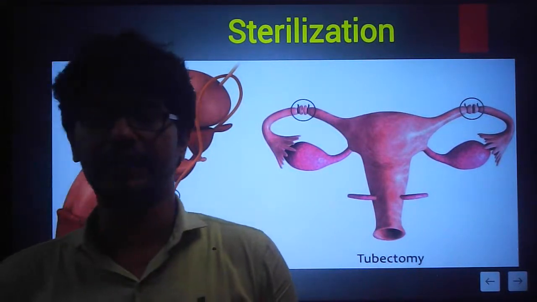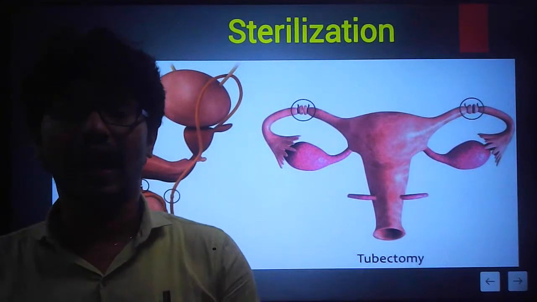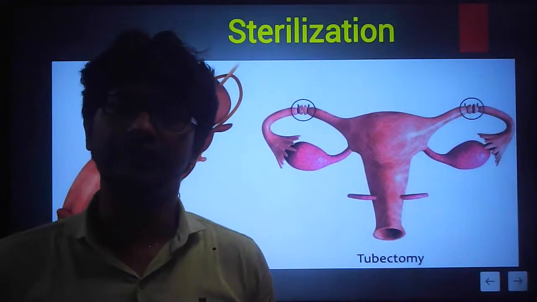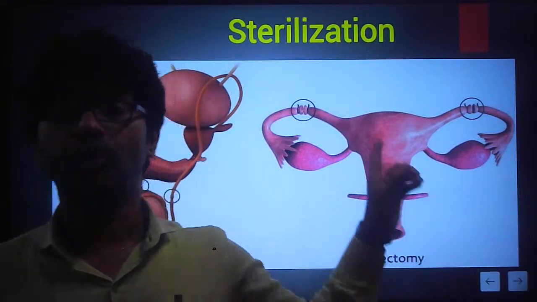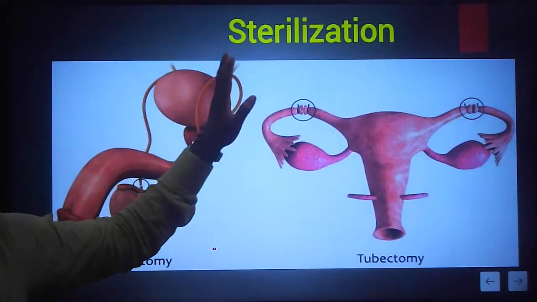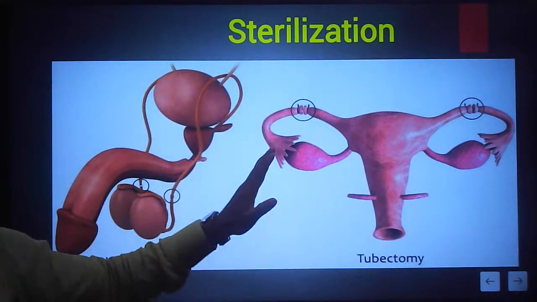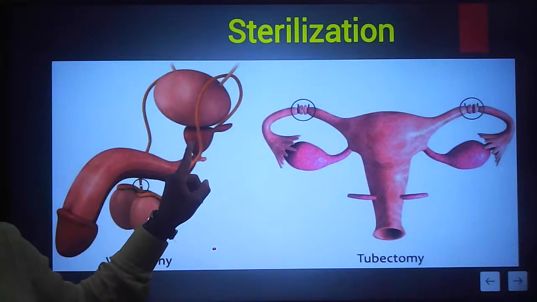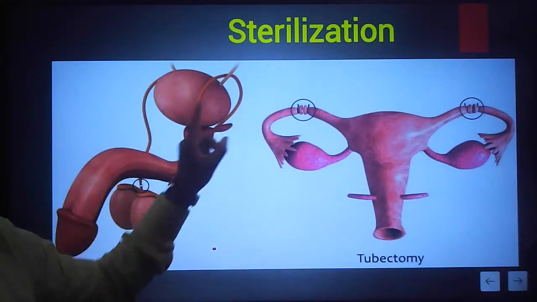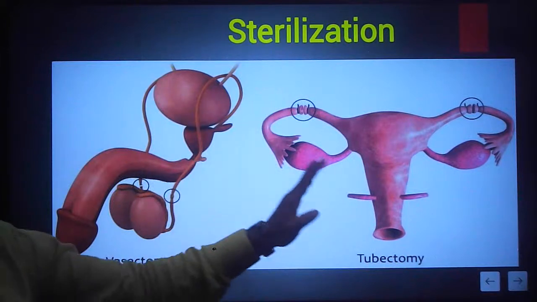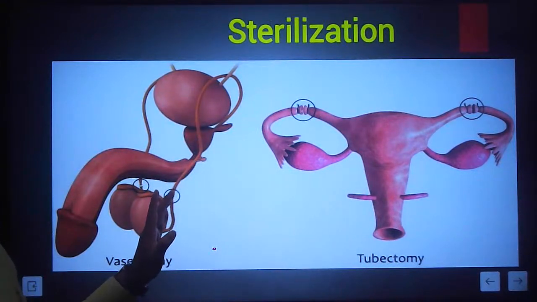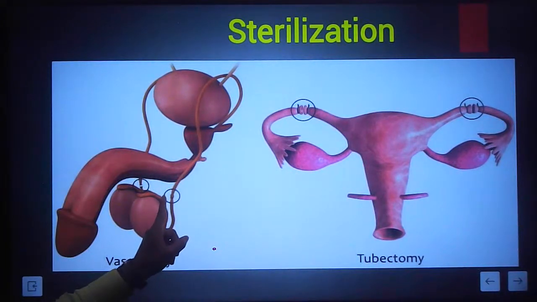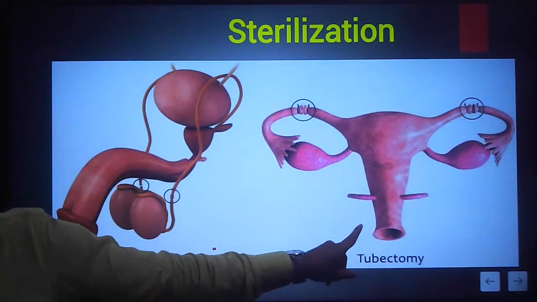If they don't want this type of device, they can remove the copper T, and they can stop taking pills like Saheli. Once they want to carry a baby, the woman can continue very well. But once they go for sterilization, this is a permanent stop. The main objective of sterilization is to block the gamete transfer. So they block it, so there's no chance of fertilization, because we cut the tube. In the case of the male reproductive organ it is the vasectomy, and here you could see the tubectomy.